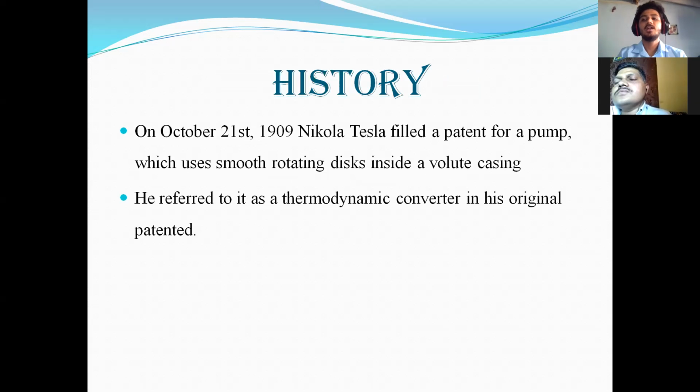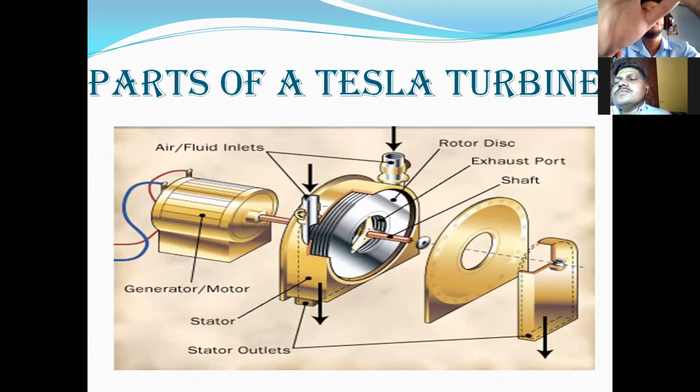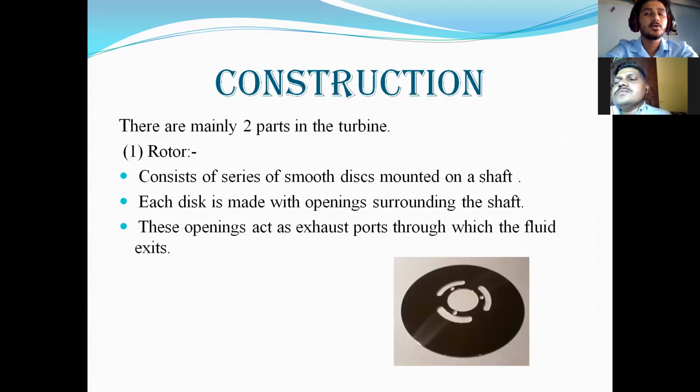Before we come to the benefits, I want to tell you about the construction of a Tesla turbine. A basic Tesla turbine consists of two parts, the stator and the rotary part. In the stator part, we have the exhaust port and the stator outlet. In the rotary part, we have the rotor discs, shaft, and so on. The disc is a smooth disc which is connected on a shaft, and each disc has one opening for the fluid to pass.